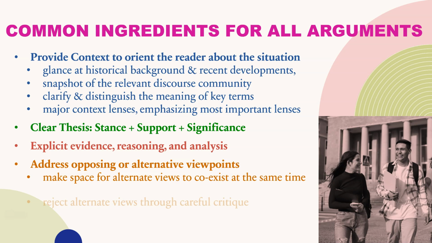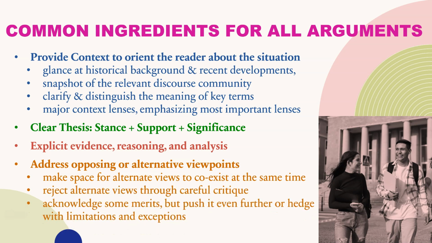You will always need to address opposing or alternative views. Since it's an argument, especially since it's an academic scholarly argument, we need to show that we have thought about who else is sitting at this table and what their views are. So we can do this in a number of ways. We can make space for alternative views to coexist at the same time. So these are views that you might all be familiar with. I'm bringing in this other kind of perspective, which is equally valid, equally strong.